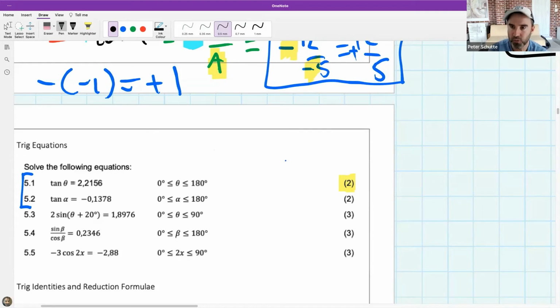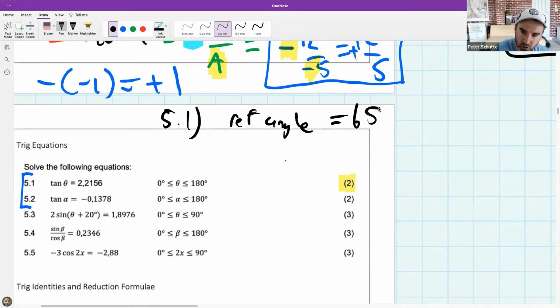Okay, cool. So I'm going to go through this first one. What you do is, because tan is positive in the first question, all you need to do to find the reference angle is go shift tan 2.2156, and you should get an answer of 65.71.